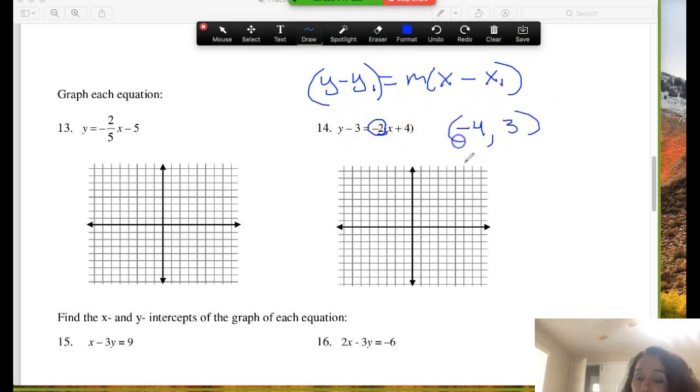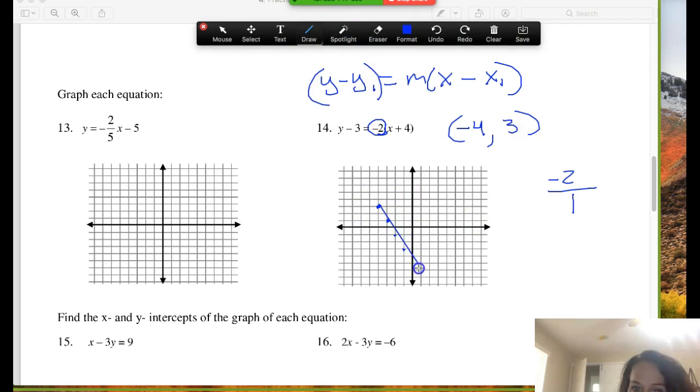There's my point. So I'm going to go -1, 2, 3, 4, +1, 2, 3. There's my point. And then my slope is -2. Remember, if you don't have a denominator, put it over 1. So that means I fall 2, run 1. You can do it again. Fall 2, run 1. And there is your line.